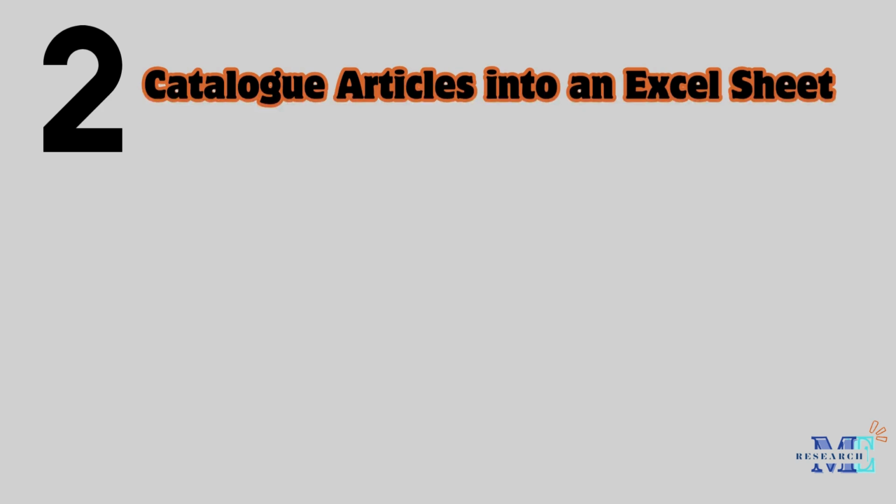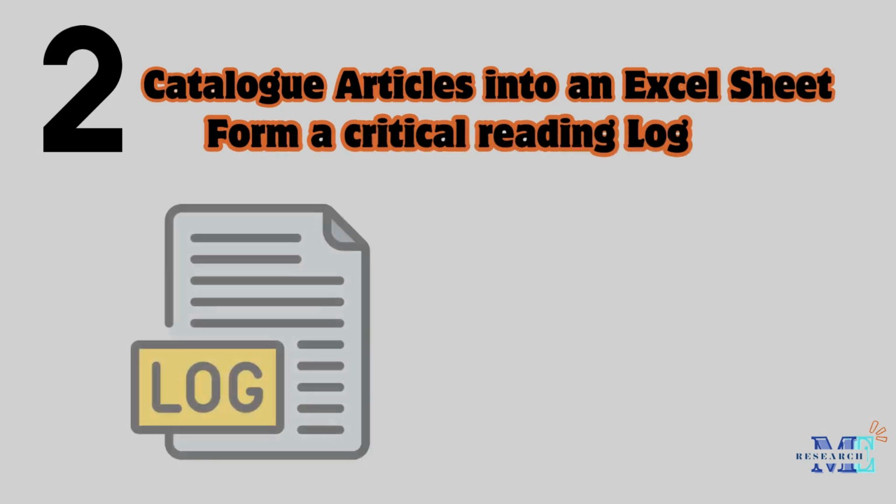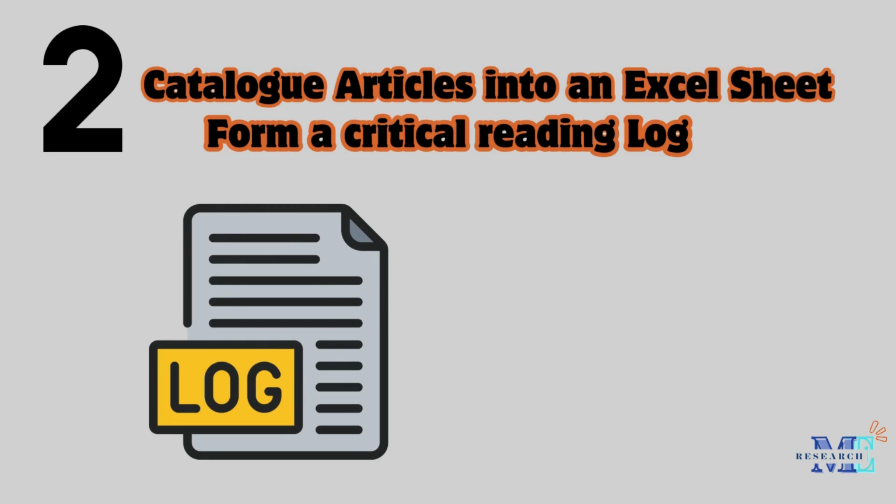The second, which is cataloging articles into an Excel sheet, which means you are forming a critical reading log. It might be tempting to think you'll remember all of the articles you found, but it will get challenging. This is why cataloging is vital. This is a vital step to not lose track of the literature you have collected and read. It will help you reach different levels and relevant literature while writing.